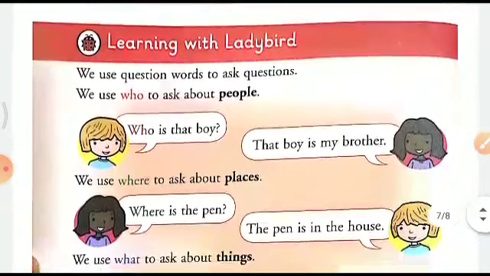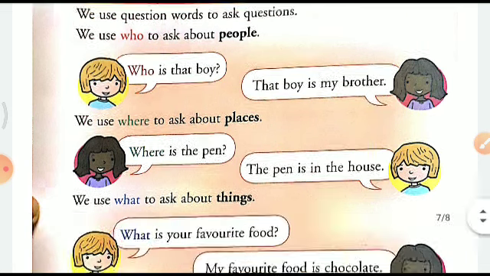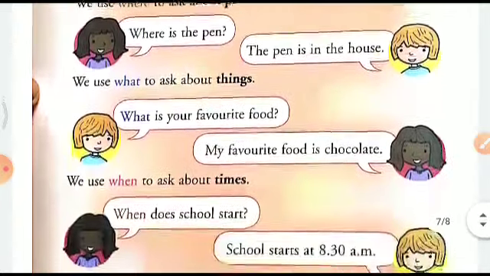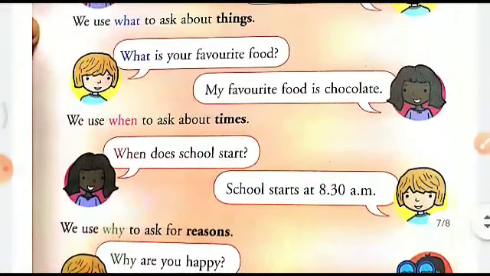Now let's do this learning with the ladybird. We use question words to ask questions. We use who to ask who is that boy. That boy is my brother. We use where to ask about places. Where is the pen? The pen is in the house. We use what to ask about things. What is your favorite food? My favorite food is chocolate.